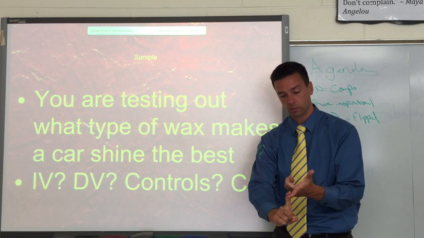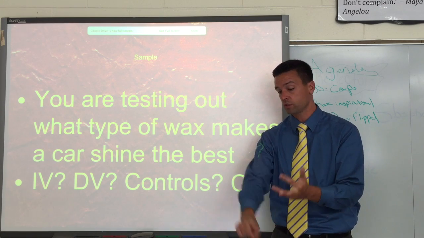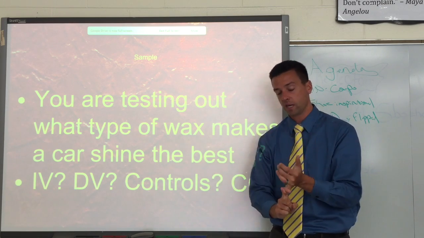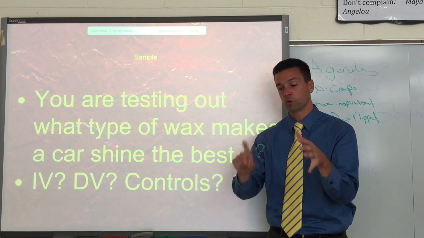So the independent variable is what you're testing, the dependent variable is the results, controls are things you're keeping the same, and the control group is the group you're not experimenting on.